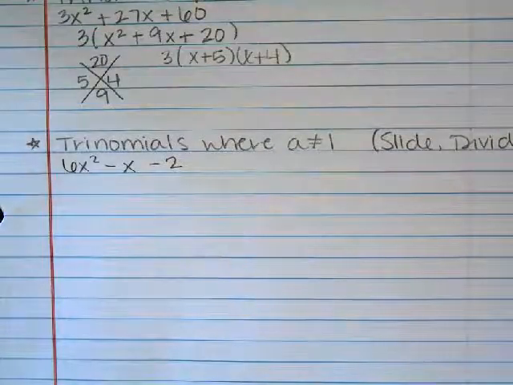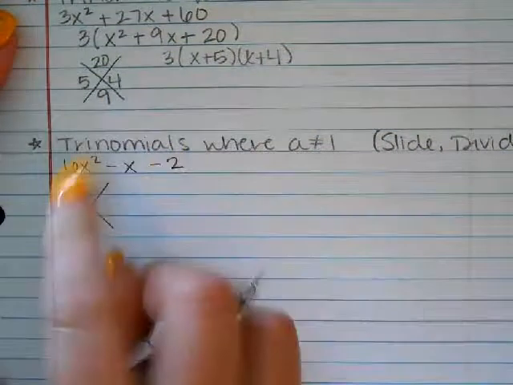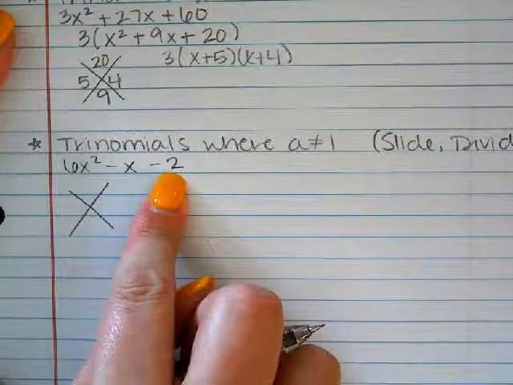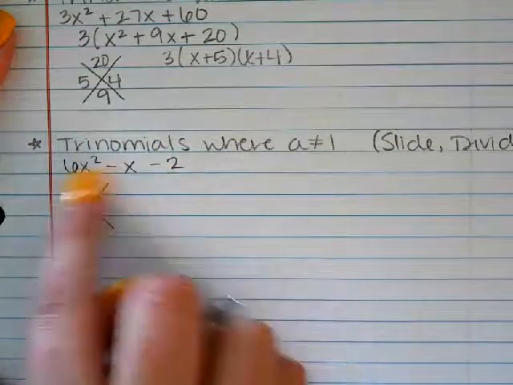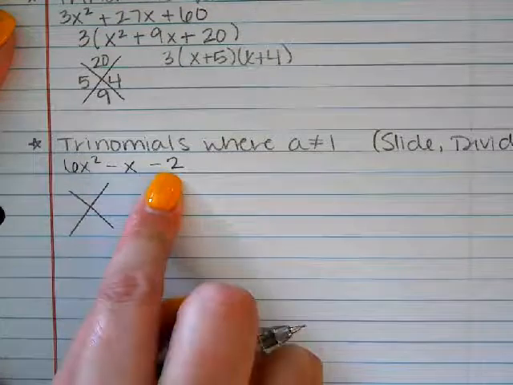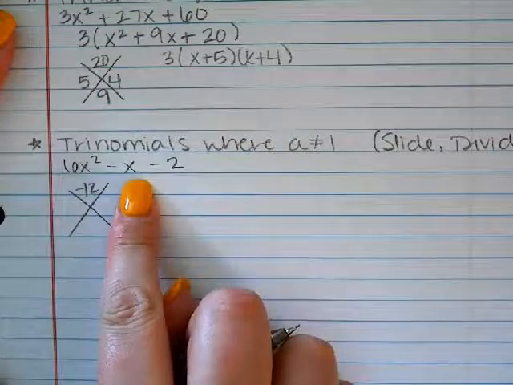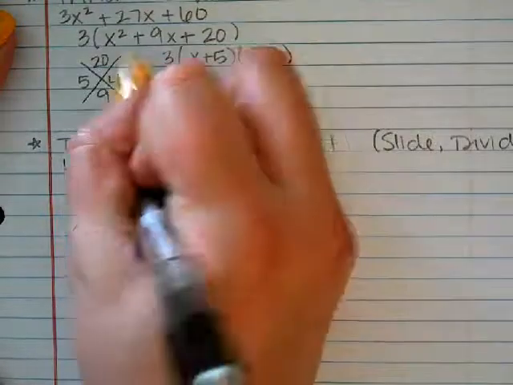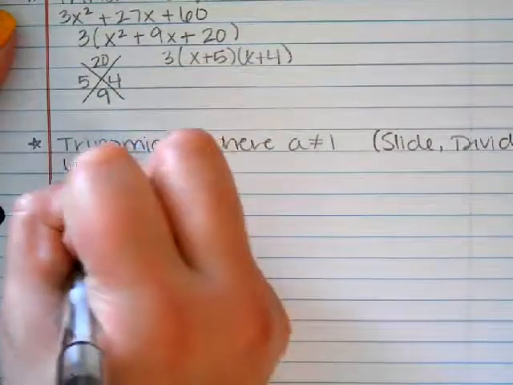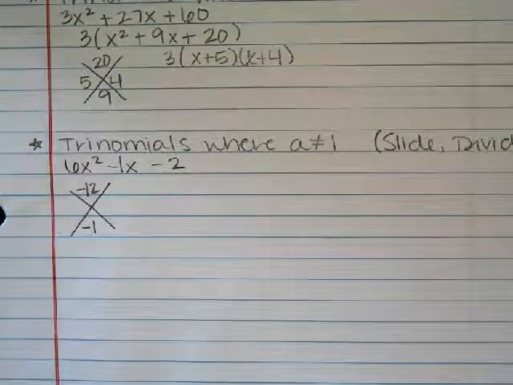So with slide divide, what I'm going to do is take the 6 and multiply it by a negative 2. So I'm sliding the 6 over to the end, okay? 6 times negative 2 is negative 12. And then I kind of treat it like the last problem. So I'm going to take the middle term and put that on the bottom. This is a negative x, that's technically a negative 1x. So I got negative 1. What multiplies to negative 12 but adds to negative 1?